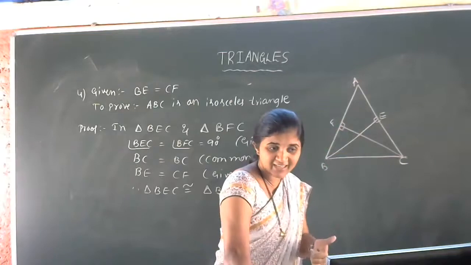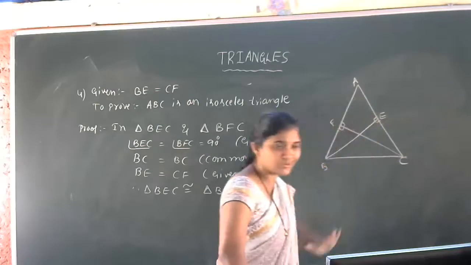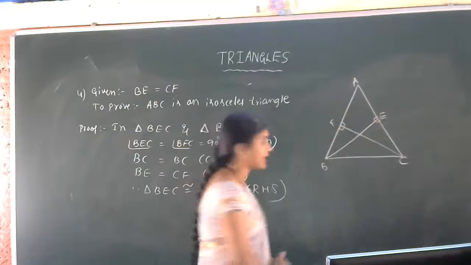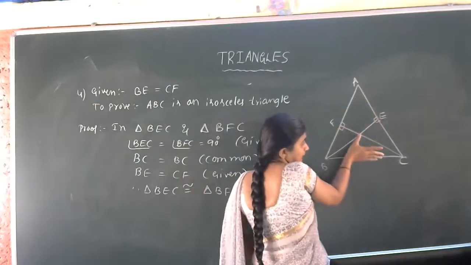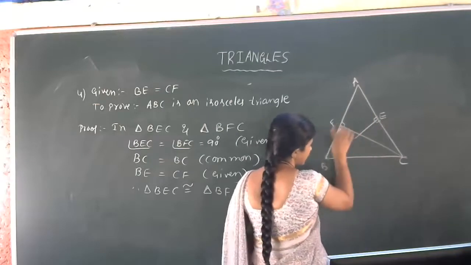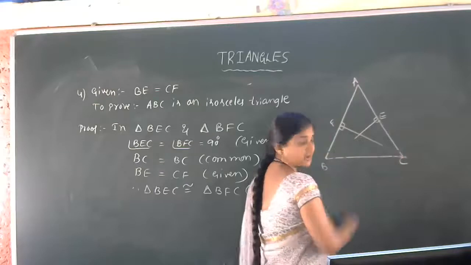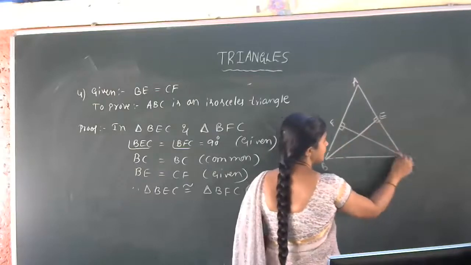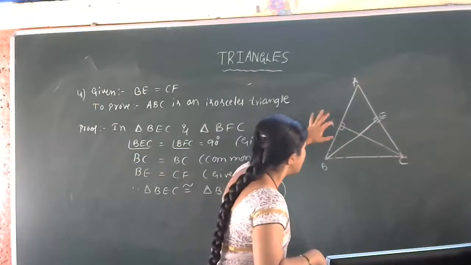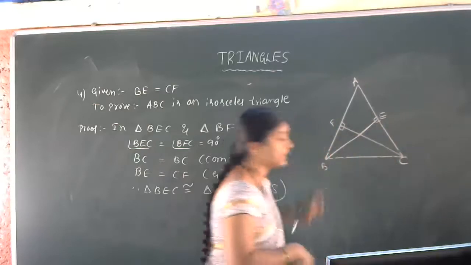So what is our target actually? ABC is an isosceles triangle, so we have to show that AB is equal to AC. But in CPCT we cannot directly cover AB equal to AC. What can we cover? This triangle BEC is congruent to this triangle BFC, so angle B in one and angle C in the other are equal. In CPCT, which two angles are equal? Angle C in triangle BEC, and angle B in triangle BFC.